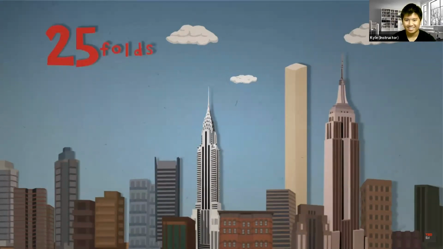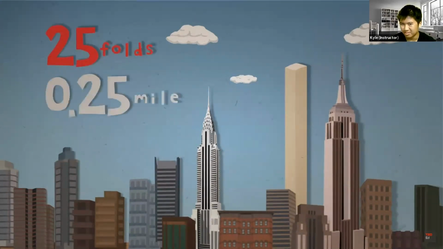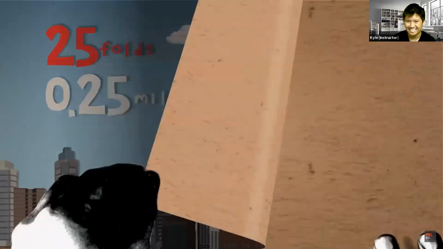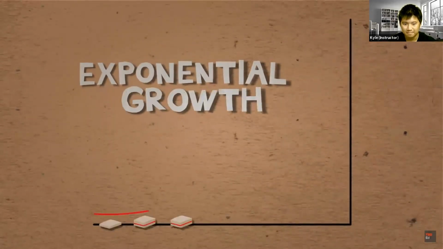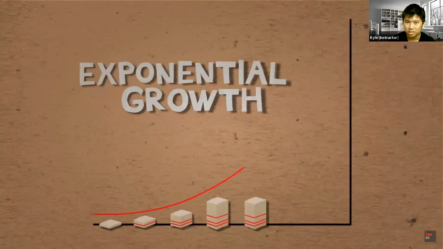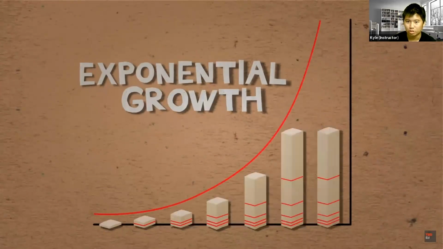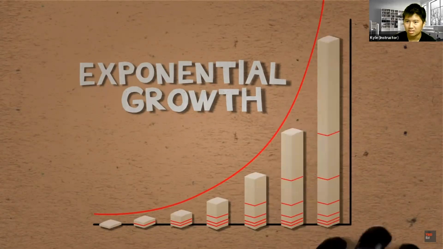25 times would give us a paper that is almost a quarter of a mile. What do we learn? This type of growth is called exponential growth. And as you can see by just seeing the graph right now, this is an exponential graph, and it goes very far and very fast. You guys will be learning that later on in this course.